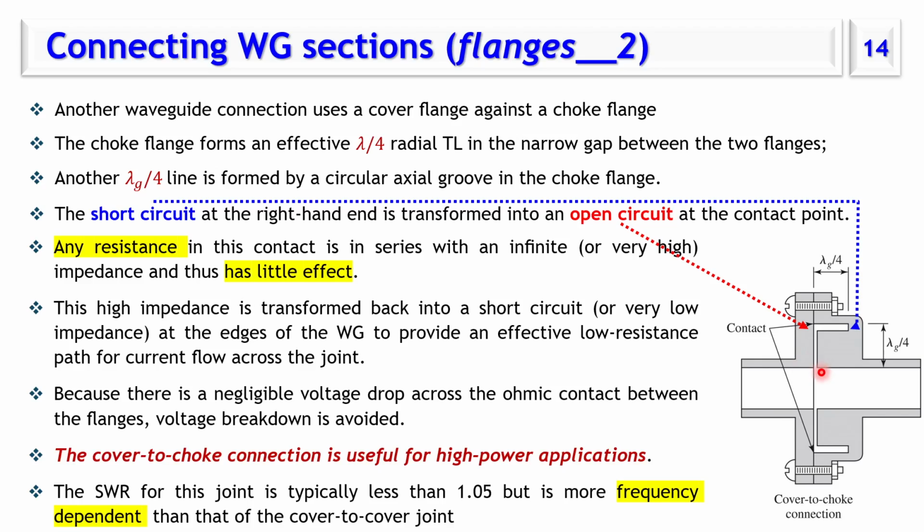Of course, because of this irregularity, the standing wave ratio for this cover to choke flange interface is larger than for the cover to cover flange interface. Here it goes up to 1.05, still very low. The important thing is that because lambda G is frequency dependent, the behavior of the choke is frequency dependent as well. At the center frequency we have a perfect standing wave ratio, but if we are using it for a wide band application, then the standing wave ratio will increase at frequencies away from the center frequency.